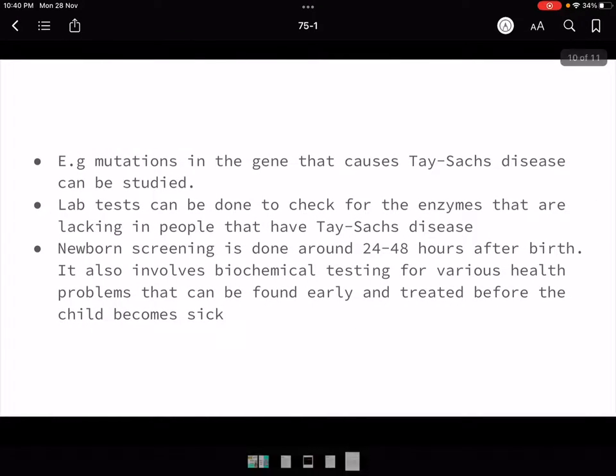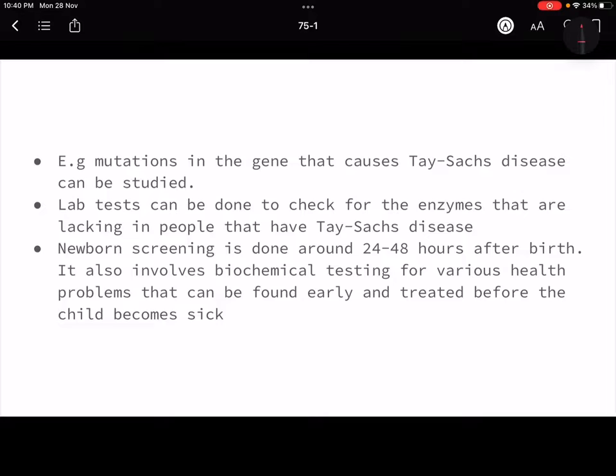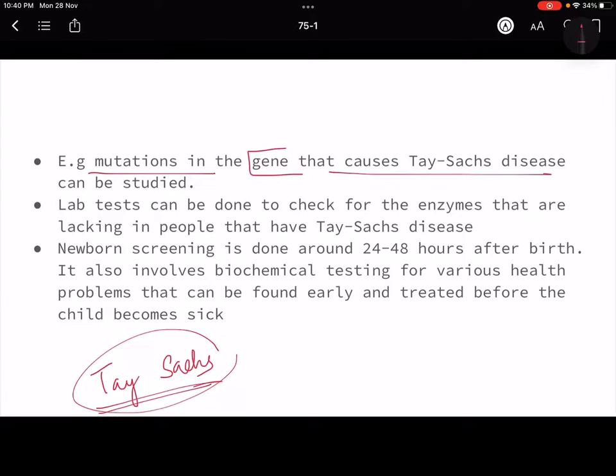Now, for example, which disease? A very famous disease is called Tay-Sachs disease, okay? It is caused by an enzyme. So a mutation in the gene for Tay-Sachs can cause this disease, okay? So what happens in a lab test is that they can check whether this enzyme is lacking in people, and what creates Tay-Sachs disease, okay?